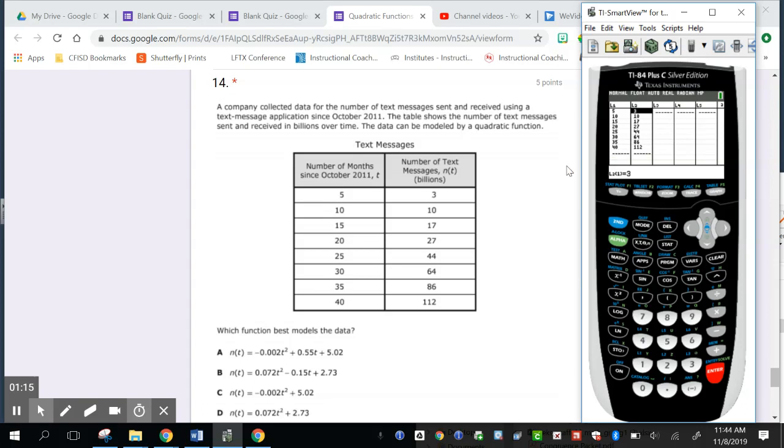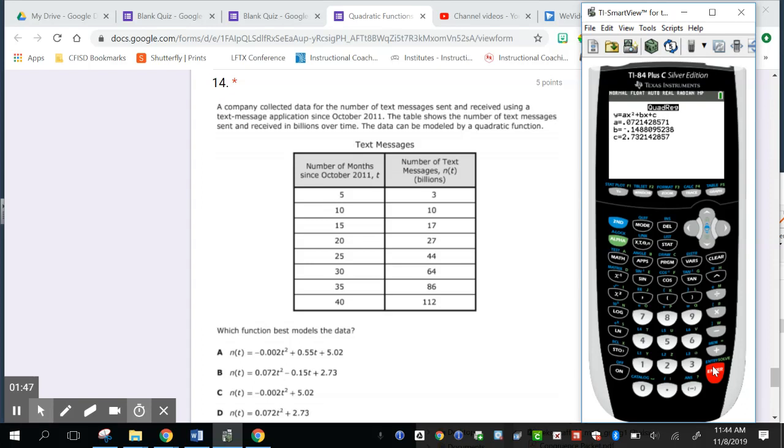Okay, so now I'm going to go back to stat and I want to calculate. So I hit the right arrow over to calculate. And I already said it is going to be a quadratic, so I'm going to hit quadratic regression, option 5. My x values are in list 1, my y values are in list 2, so I'm good. Just hit enter so you get down to calculate, hit enter again, and it's going to give me my values for a, b, and c for my quadratic function.